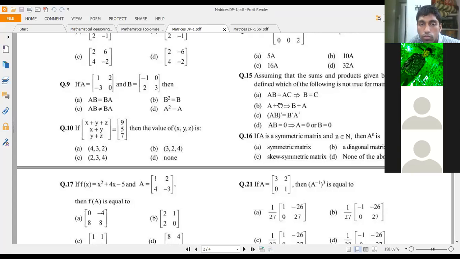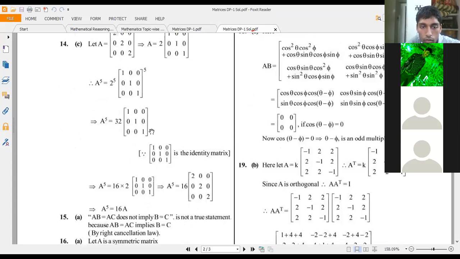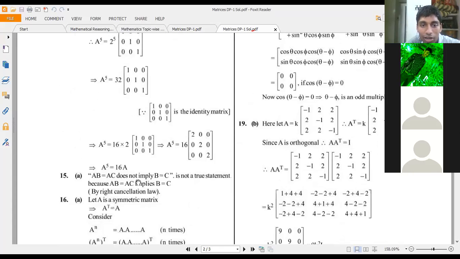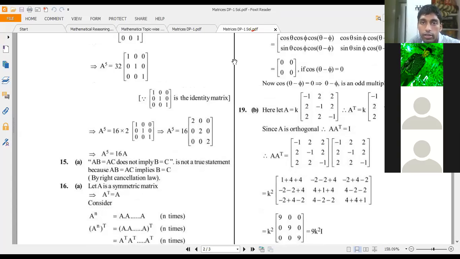Sir, look at the solution of this. In the solution the answer is given as option A, and they are saying that AB equal to AC implies B equal to C by right cancellation law. AB equal to AC does not imply B equal to C is not a true statement because AB equal to AC implies B equal to C by right cancellation law. This is not right. See, the answer is D. What are you saying? The answer should be D only.